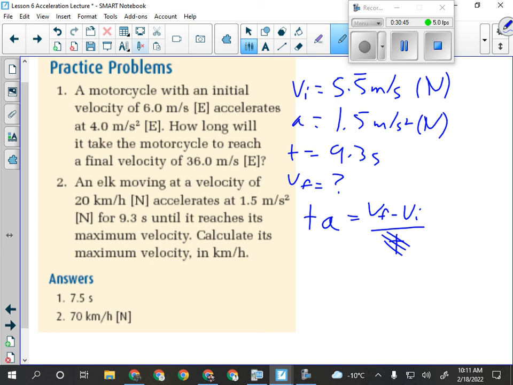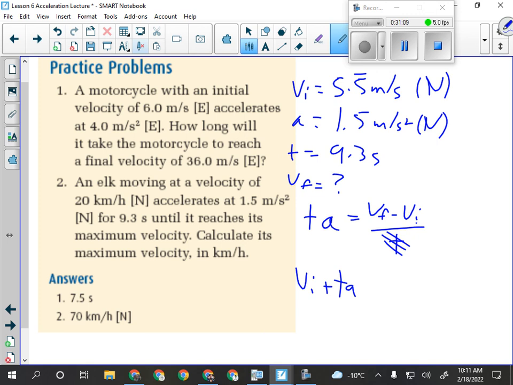Okay, and that should make sense. T times A calculates the change in velocity. So if I take my initial velocity and add it to the change in velocity, I should get the final velocity. It's kind of like when you go to work in the morning. You have no money. And then you go to work, and at the end of the day, the change in money is how much money you have at the end of the day.